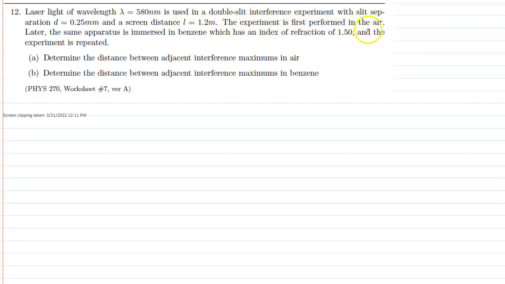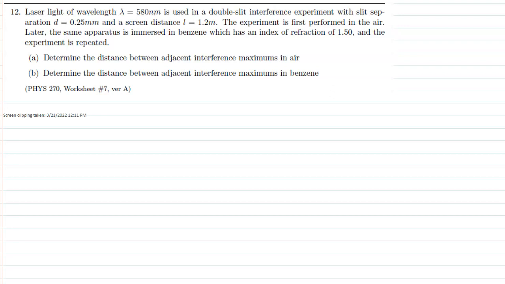The experiment is first performed in the air. Later, the same apparatus is immersed in benzene, which has an index of refraction of 1.5, and the experiment is repeated. We want to determine the distance between adjacent interference maximums in air and the same thing in benzene.